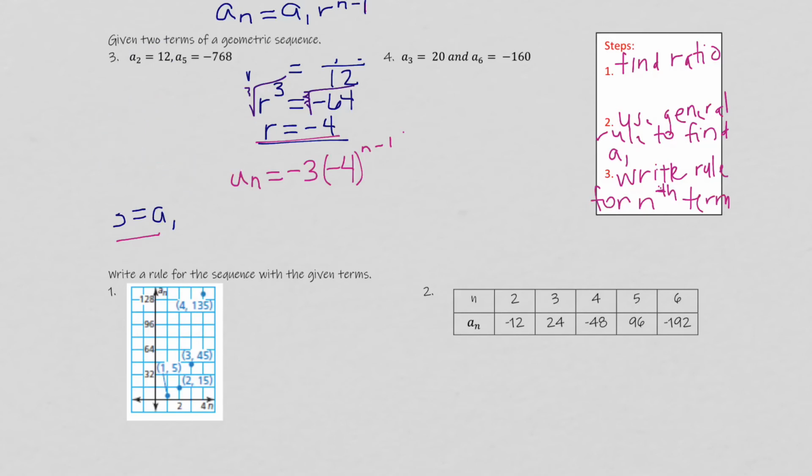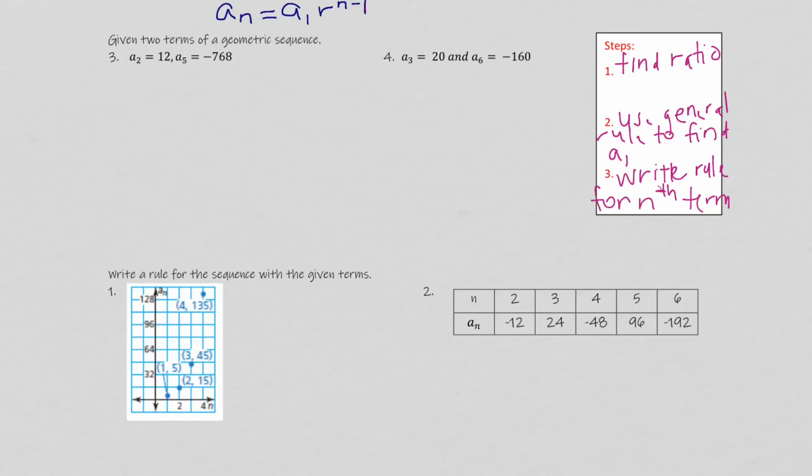All right, so this time I've got two, they're giving me 2 points. My third term is 20, and my sixth term is negative 160. So I know that the ratio has been multiplied by itself 3 times. So let's find that r. So I'm going to say r to the 6 minus 3 would equal negative 160 over 20.